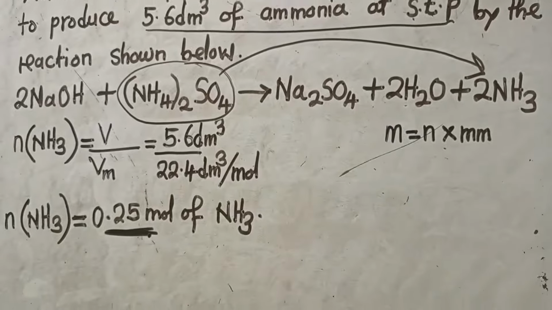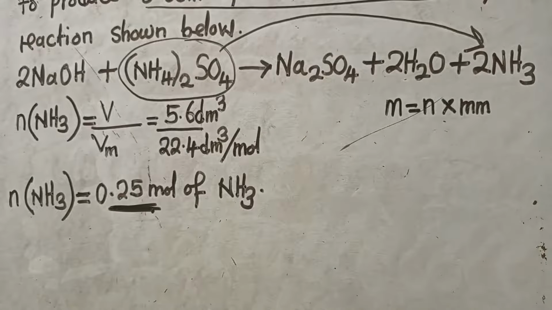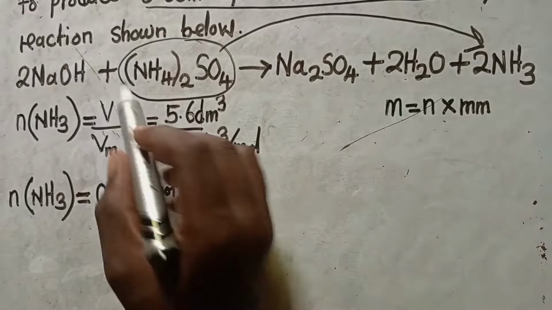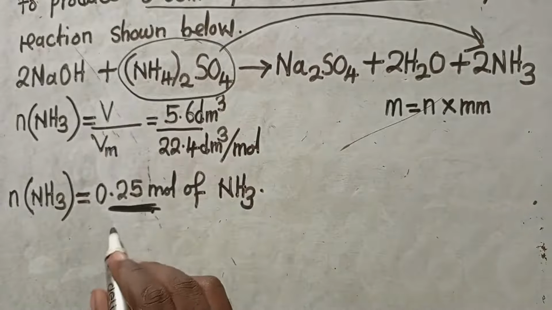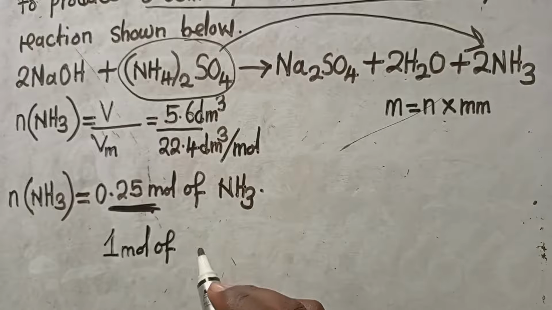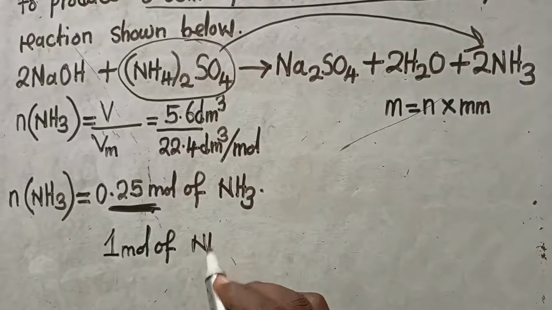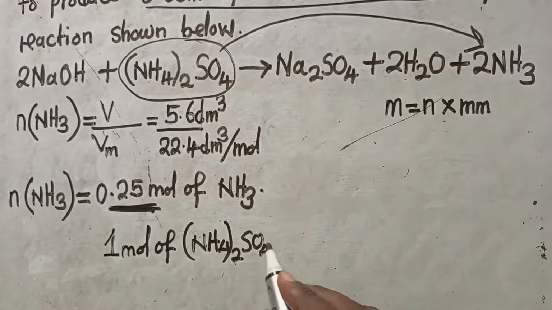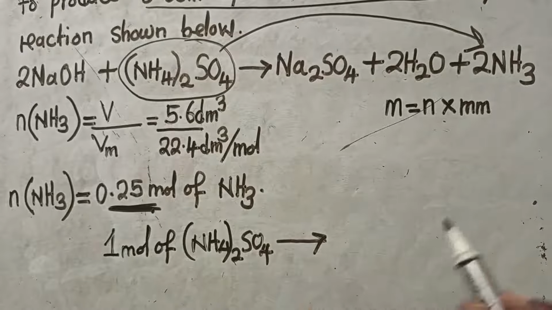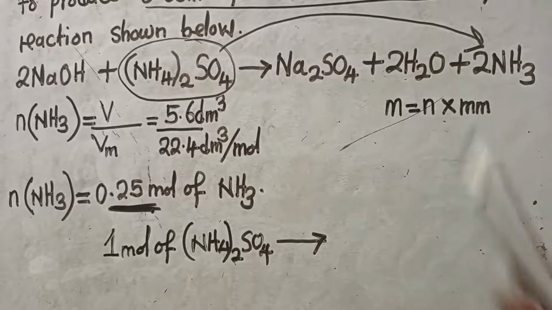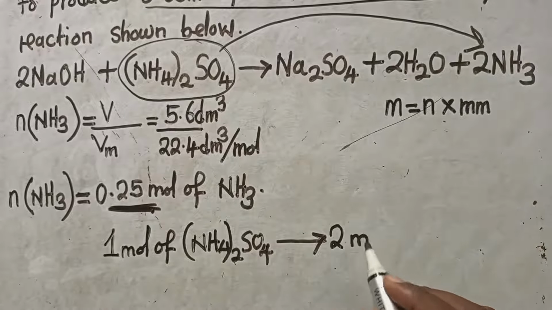So what am I going to do here? This is already balanced for me. So I'm going to say the number that is there is 1. So I will say 1 mole of ammonium sulfate. I equate that to this one here, which is 2 moles. So I get that 2. So I say 2 moles.